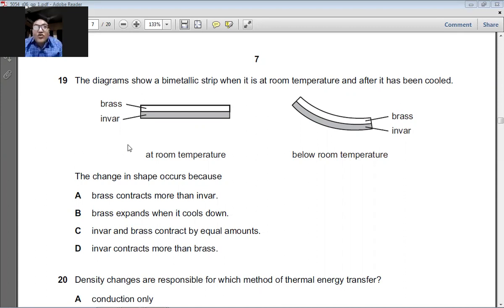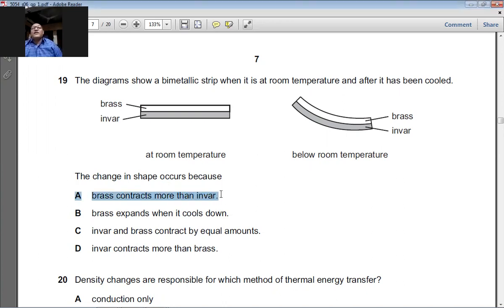You see, when you cooled it, both the brass and the invar try to contract. Because the brass has contracted more, that's why it has bended upward, and in that curve, the brass has become the inner portion of the curve. So that shows that the brass has contracted more as compared to the invar. So the brass contracts more than the invar. That is the right answer, sir.